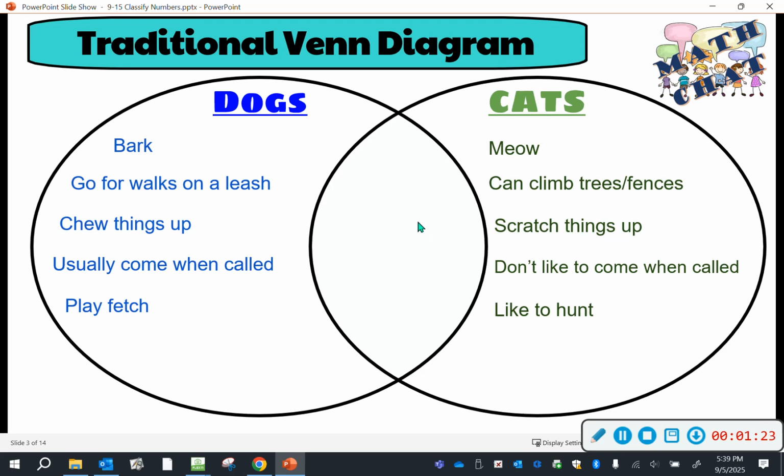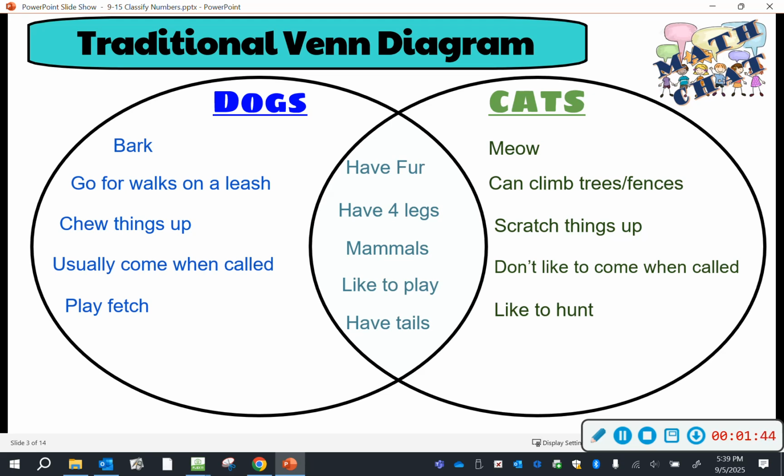Now, in the middle here is what they have in common. Let's see what it is. They both have fur, hopefully. They both have 4 legs, hopefully. They're definitely both mammals. And they like to play, and they have tails. Even the ones with the little stubby tails have tails. So this is your traditional Venn diagram.